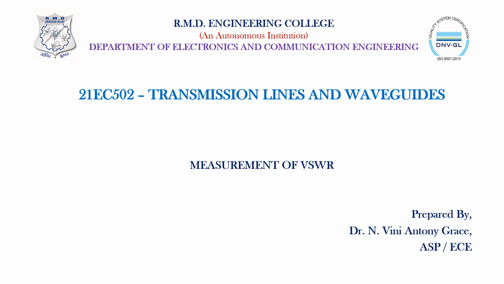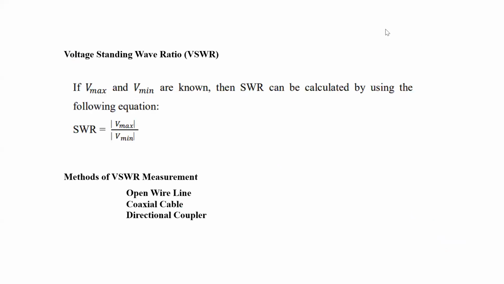Dear students, in this lecture, we are going to see the different methods of measurement of voltage standing wave ratio. This is the basic definition of standing wave ratio. If we know the values of voltage maximum and voltage minimum, then the expression for voltage standing wave ratio is given by the ratio of Vmax by Vminimum.